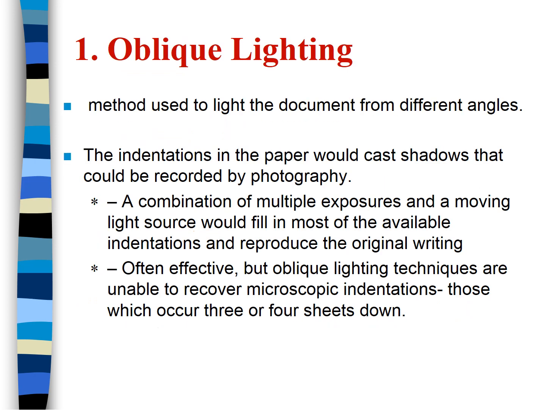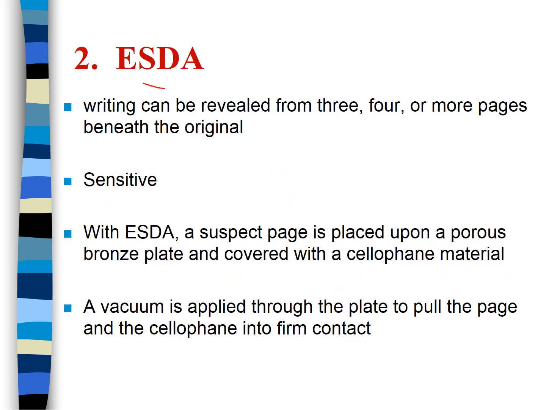Okay, so the oblique lighting basically uses light from a different angle on the document. So the indentation in the paper will cast shadow, so dalam bentuk shadow, and it will be recorded as a photograph. And the second one is ESDA, which is more sensitive compared with the oblique lighting, and it can reveal from 3, 4 or more pages beneath the original. So berlapis-lapis paper masih boleh detect by the ESDA due to the sensitivity.